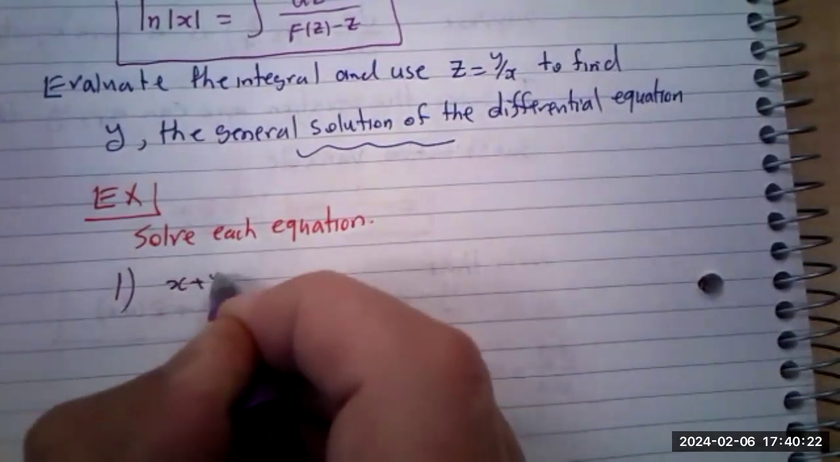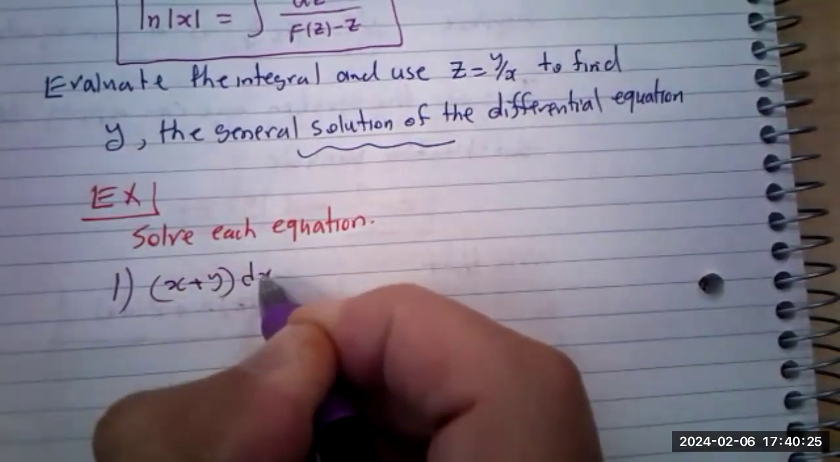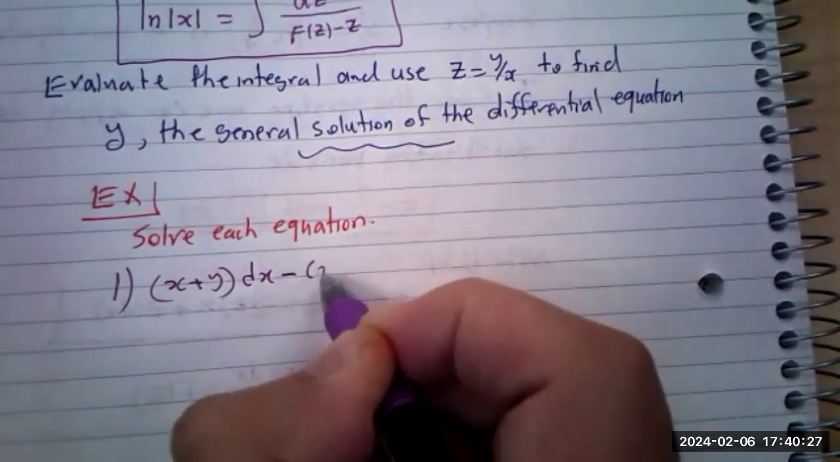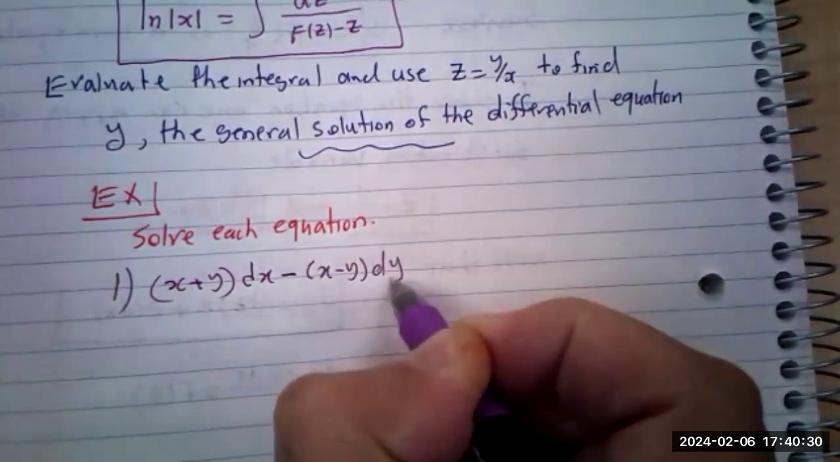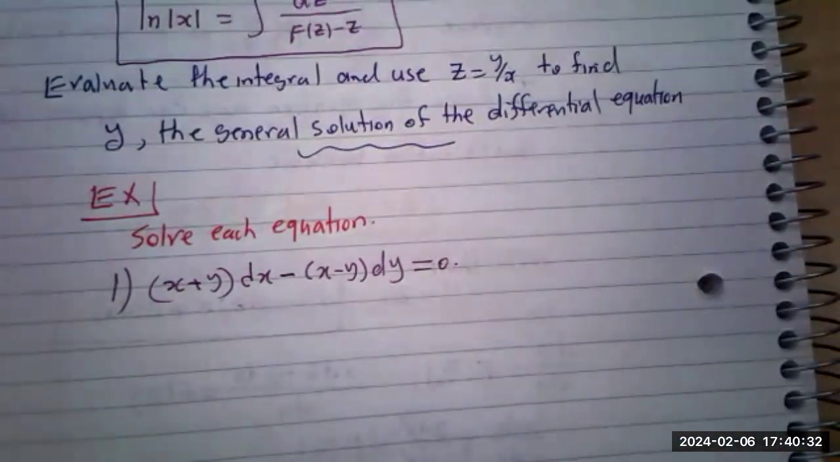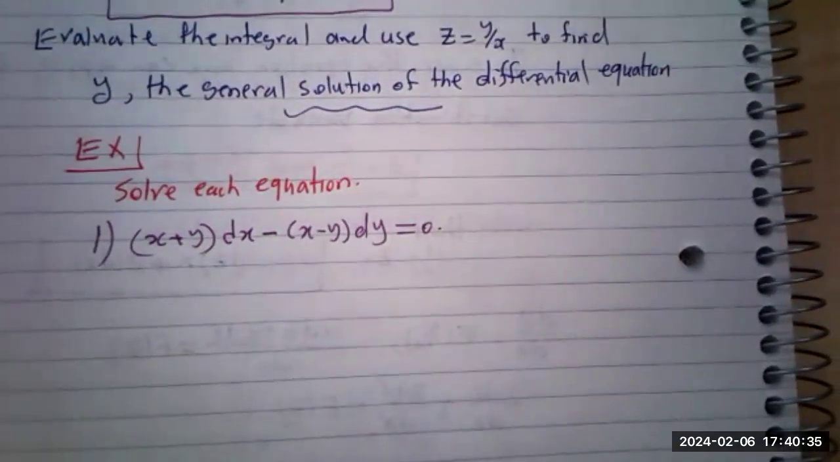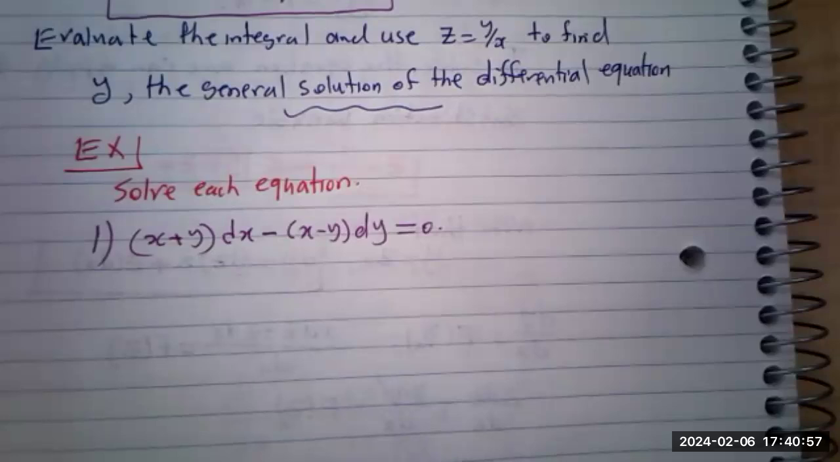x plus y dx minus x minus y dy equal to zero. You see, if this equation would be given to you and you want to solve it, you just have a look. Check. It's not separable, it's not linear. Separable, linear, you check homogeneous first. If you can't do it, then you may go for the exact and integrating factor.